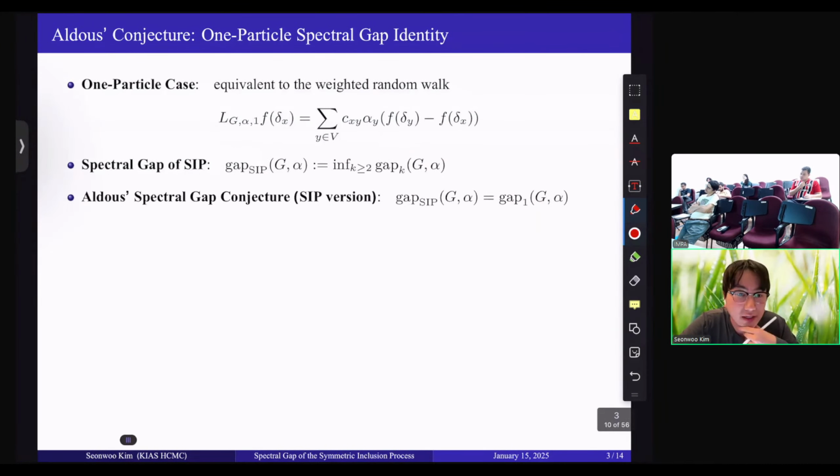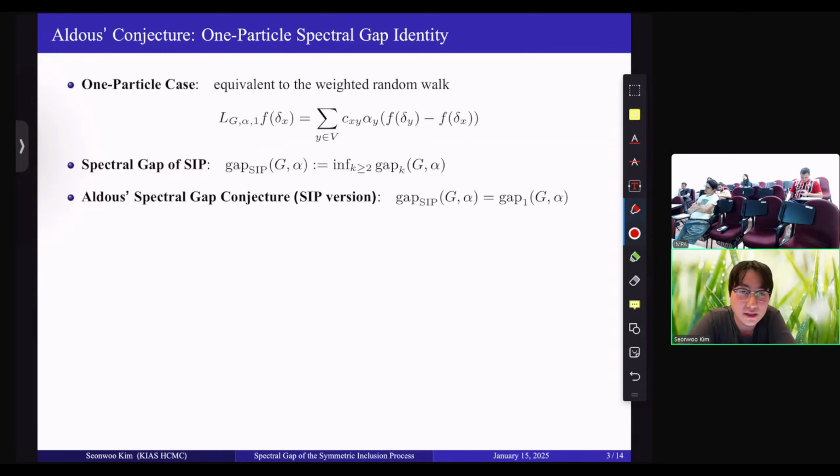And then the famous conjecture, which for now I'll write in the C version. I'll explain the original version in a few seconds. The Aldous conjecture can be formulated simply as: the gap of SIP, the whole system for all k, is exactly equal to the gap of the one particle system, gap 1, which is also the gap of the random walk.